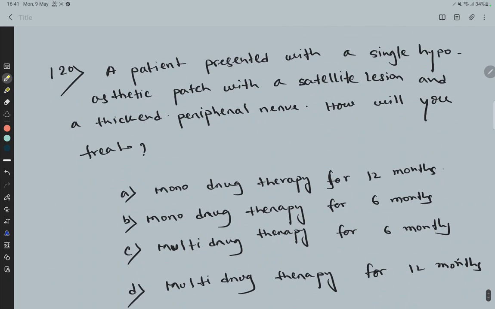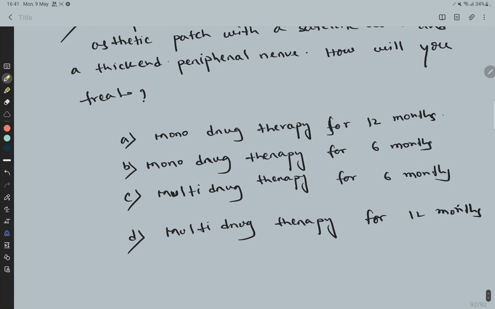Question number 120: a patient presented with a single hypoesthetic patch with a satellite lesion and a thickened peripheral nerve. How will you treat? Options: A, monodrug therapy for 12 months; monodrug therapy for 6 months; multidrug therapy for 6 months; multidrug therapy for 12 months. And the right option is multidrug therapy for 6 months.